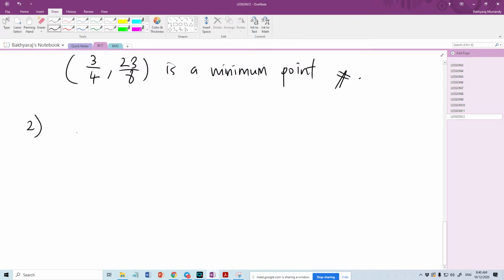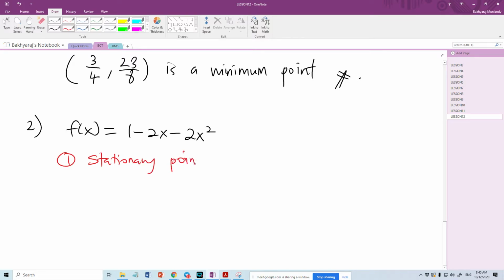Number 2, this time I give you f(x) equal 1 minus 2x minus 2x square. Okay, so first thing is what? First thing we need to get the stationary point. Okay, pergi cari stationary point.